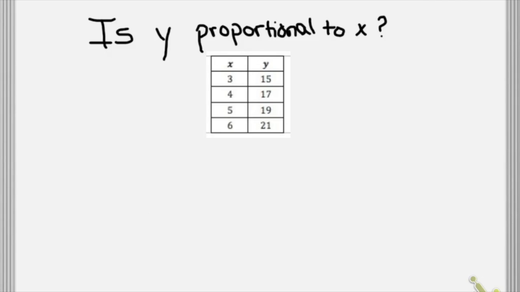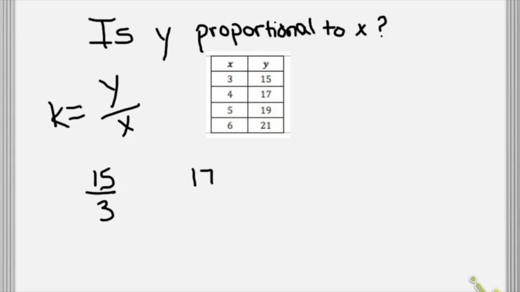Let's see about the next one. Now the thing to remember about this is that k always equals y over x. We're asking, is y proportional to x? So we have to make sure that we have our ratio set up as y over x. So I have 15 over 3, 17 over 4, 19 over 5, and 21 over 6.